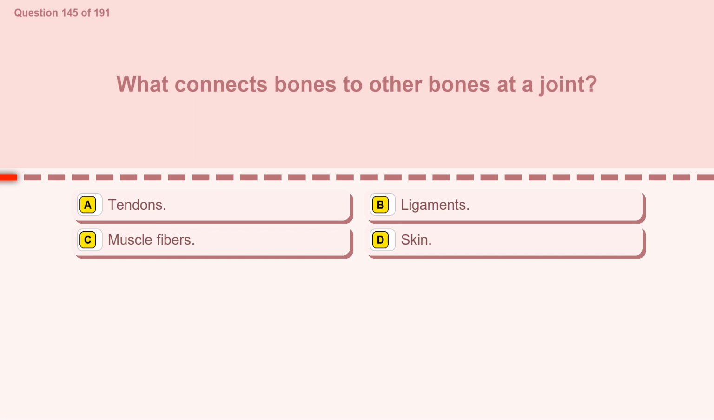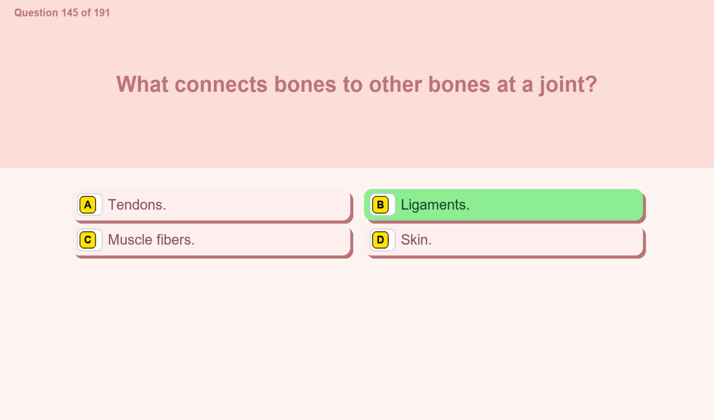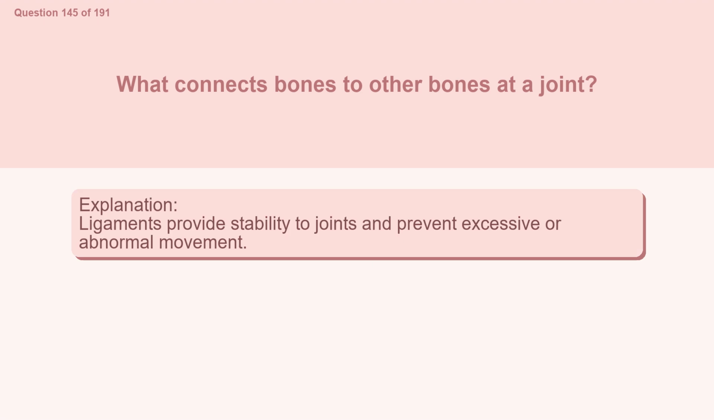Question 145. What connects bones to other bones at a joint? Option A. Tendons. Option B. Ligaments. Option C. Muscle fibers. Option D. Skin. The correct answer is option B. Ligaments. Ligaments provide stability to joints and prevent excessive or abnormal movement.